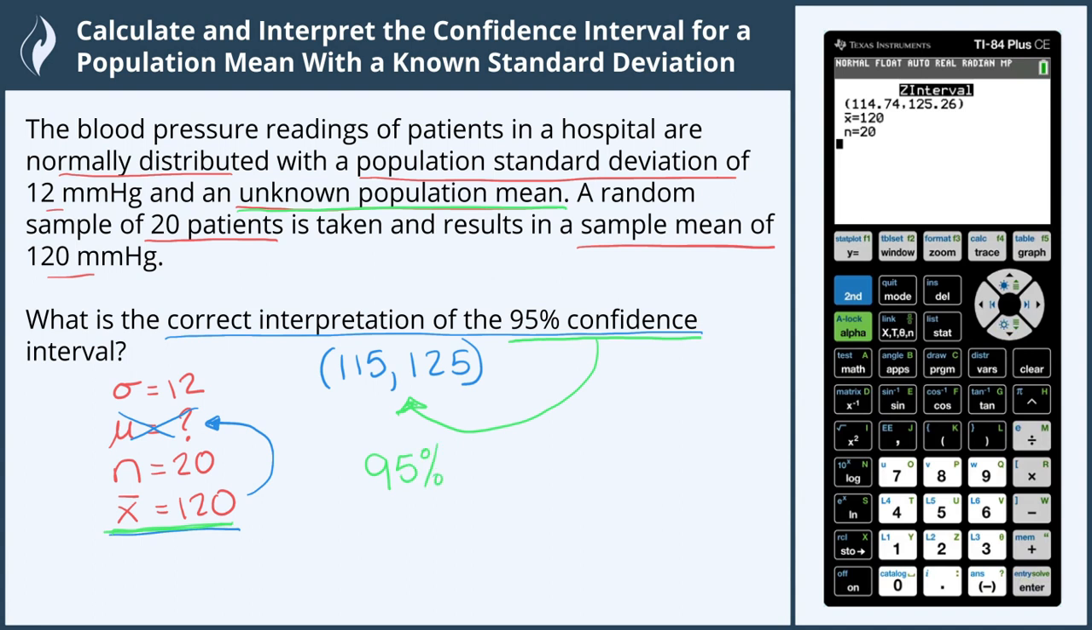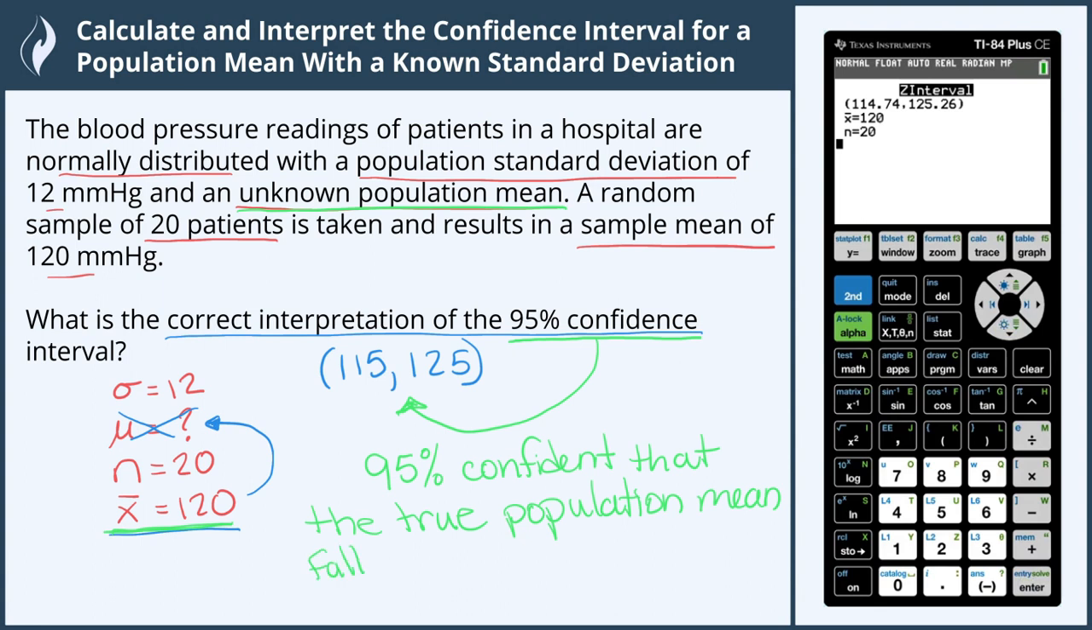So we are 95% confident that the true population mean will fall between 115 and 125 millimeters of mercury for the blood pressure readings for the patients in this hospital. And now we're all done.